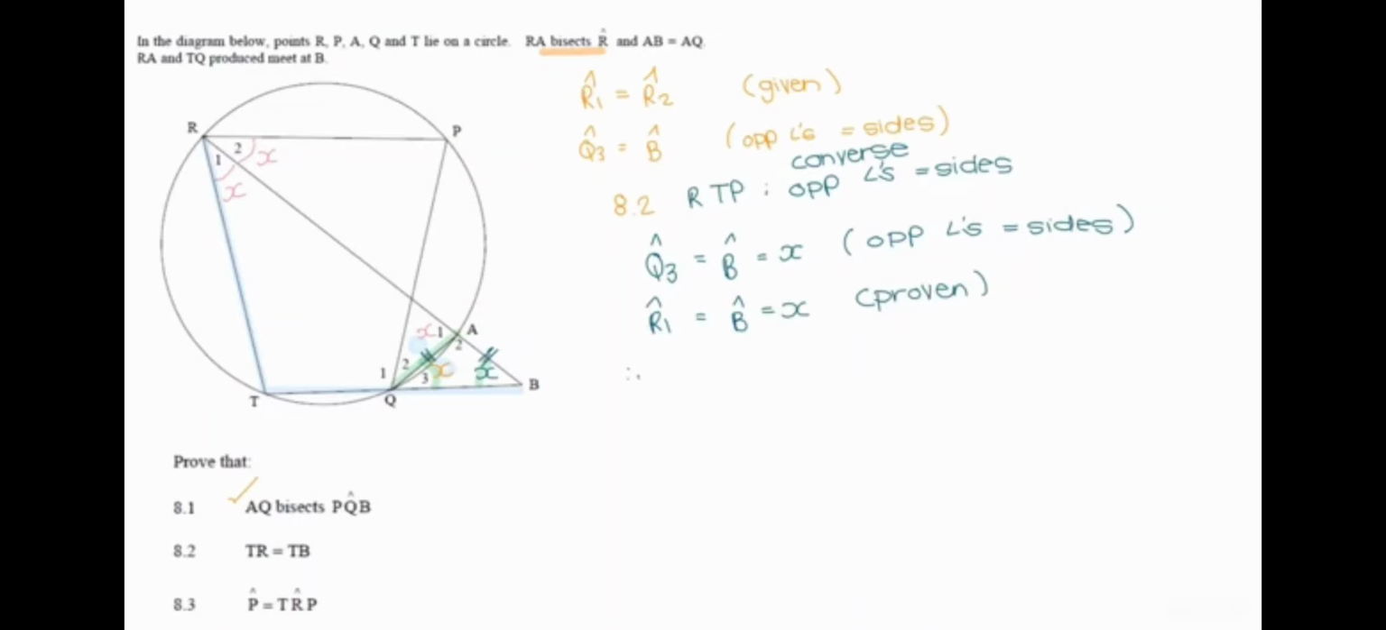Therefore, TR must be equal to TB because of converse of opposite angles equal sides. The other way that people say this is you can say opposite sides equal angles. Okay, so that would be the second version that you could have used. So now we've proven that that side and this whole side are the same.